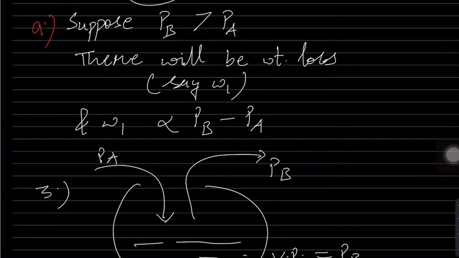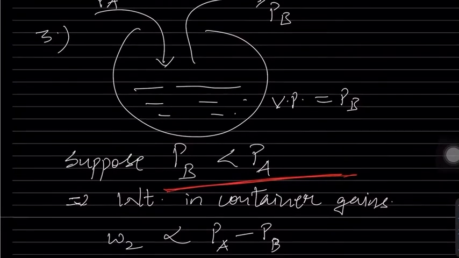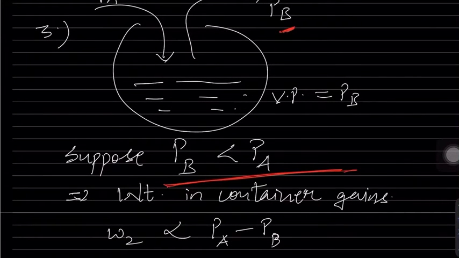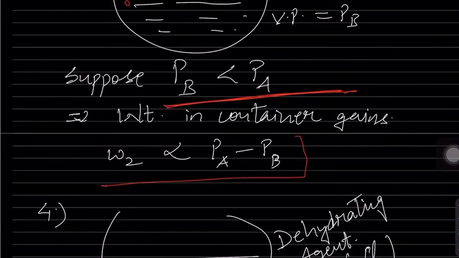Everybody is clear? Now third, let us say the reverse case, PB less than PA. It means there is a weight gain because it is a lesser amount. It means it has lost some of its initial vapors. The container was having its initial vapors, plus it gained some more vapors from the pressure PA, and that weight gain must be equal to PA minus PB. This is equal to W2.